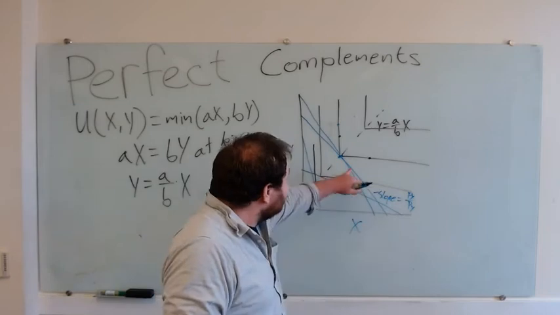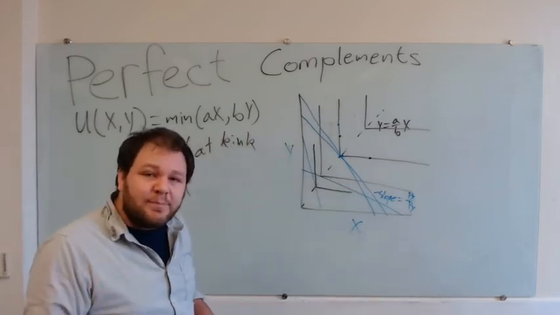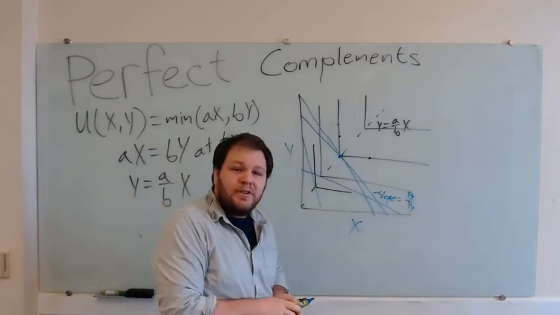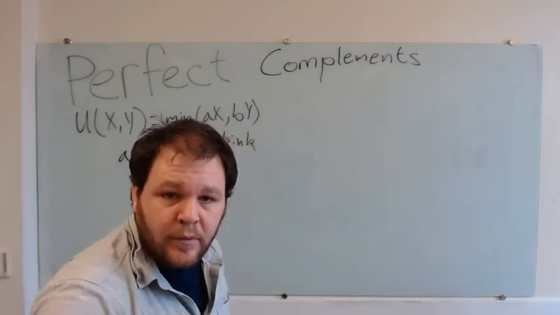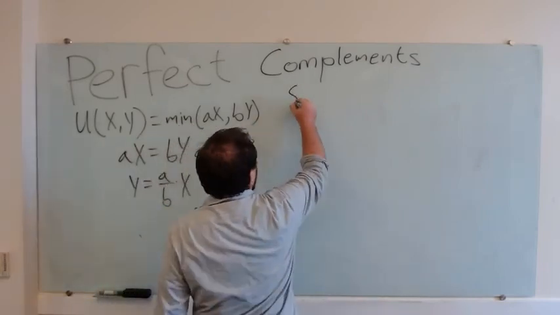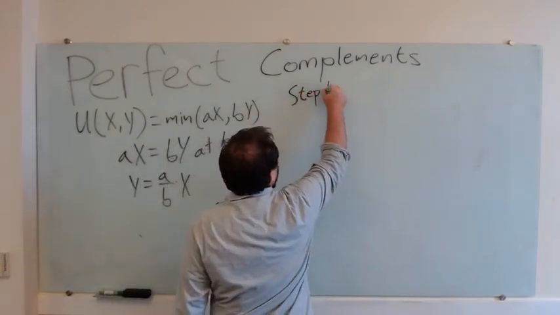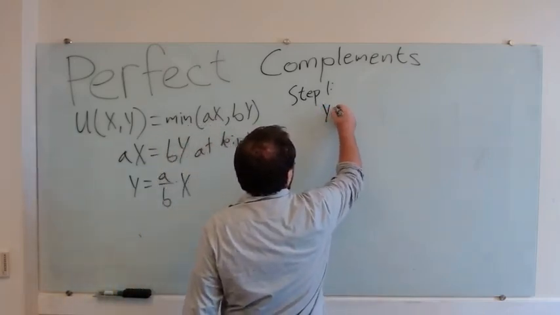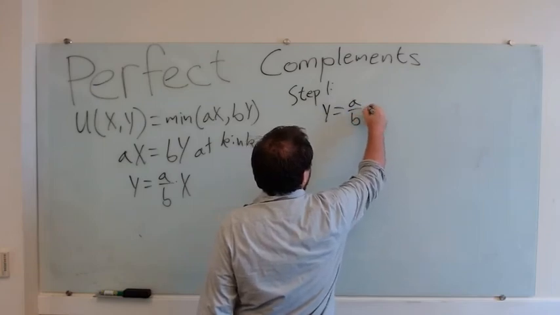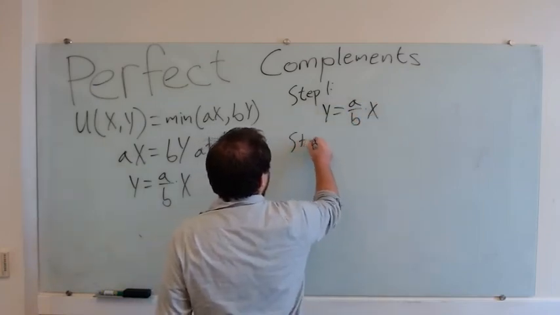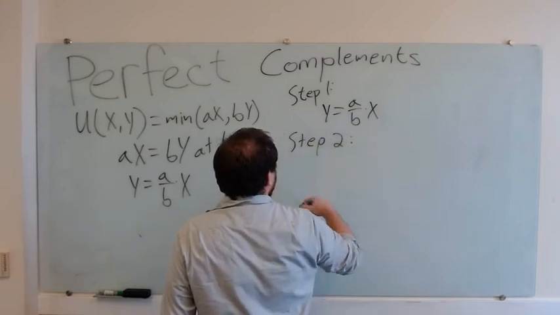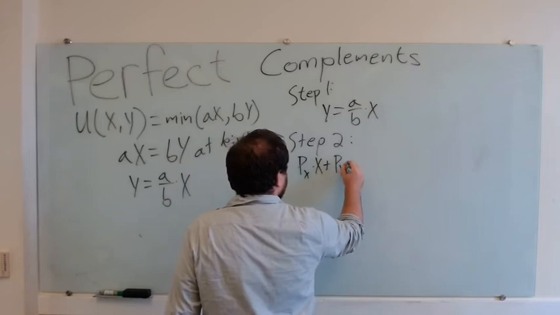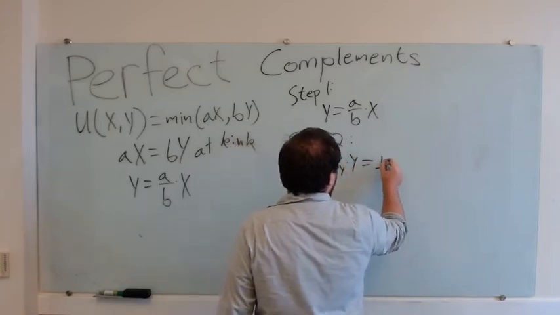Okay, so this is the idea. All we need to do to solve these problems is we say we know that y equals a over b times x, and we know that we're on our budget constraint, and that's going to be sufficient. So our first step, which is the equivalent for perfect complements of saying MRS equals price ratio, is y equals a over b times x. And then step 2 is our budget constraint: px times x plus py times y has to equal I.